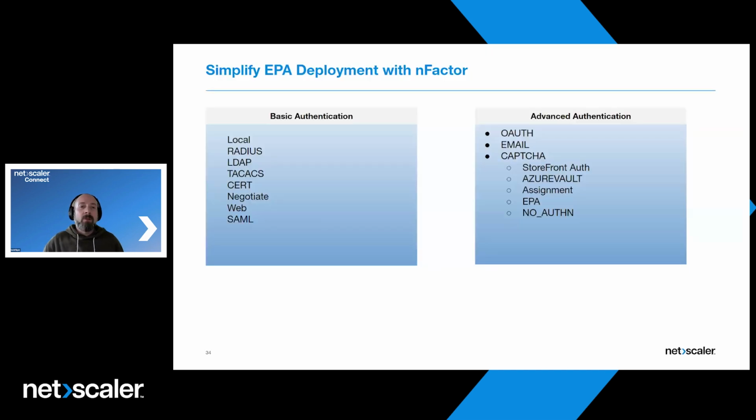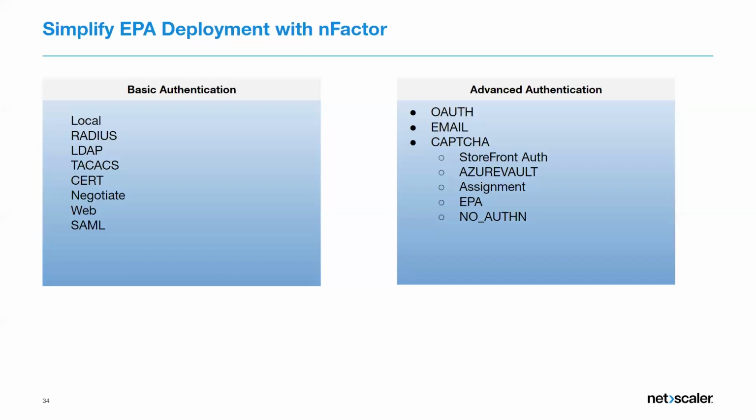nFactor brings to the table some additional authentication actions which you can configure. Things like OAuth, using email for authentication, captcha codes are there also. The endpoint analysis scan, very popular for gateway users. The legacy way of doing EPA would be to do pre-authentication or post-authentication scans and put that EPA configuration directly on gateway. But now with nFactor, EPA is just another authentication action that you can configure.